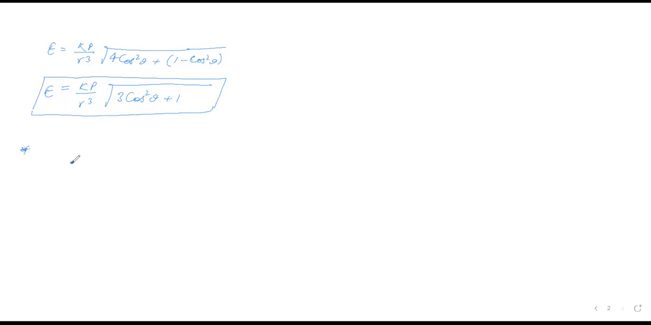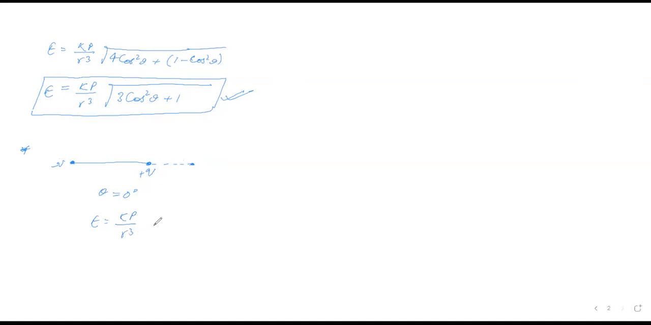If you take any point on the axial line, then we can say that this point makes 0-degree angle from the center of the dipole. Am I right or not? This is your minus q and this is your plus q, and theta is equal to 0. If theta is equal to 0, then when you put this value of theta equal to 0 in this equation, what will you get?